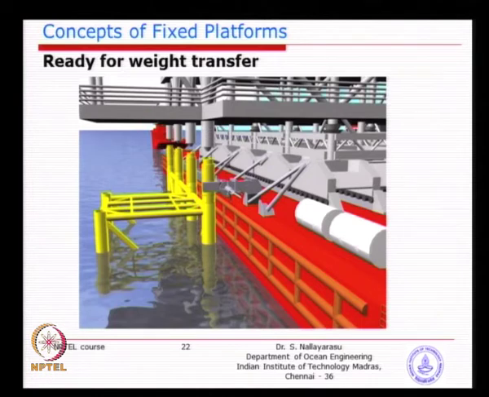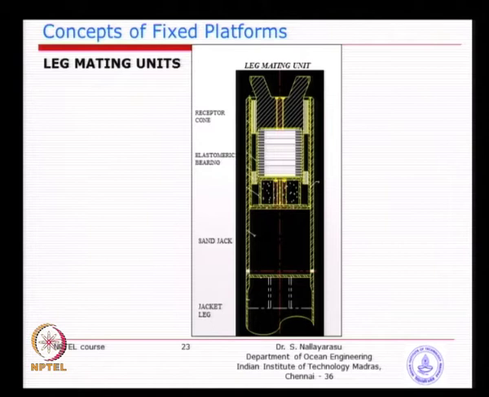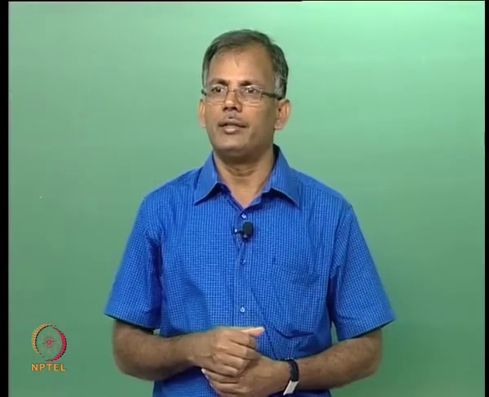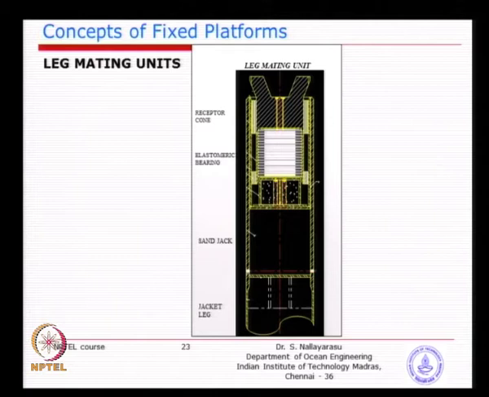So, sometimes we call it deck matting units, here we call it leg matting units, it does not matter. It is basically a device to absorb the shock during the matting process, and this is an elastomeric device to reduce the impact. At the same time, you should have sufficient deformation such that the outer and outer come in contact, so circumferential welding can be done all around, and the load transfer can happen.